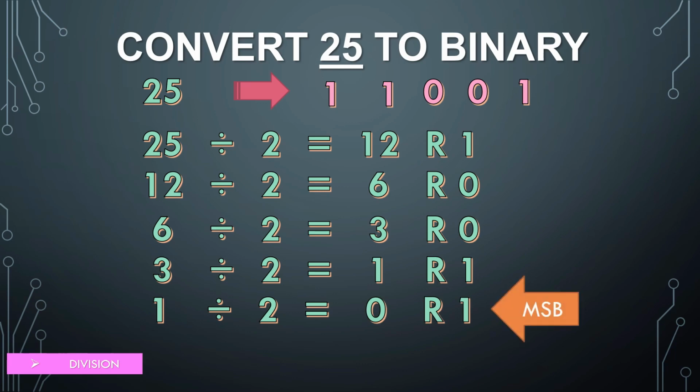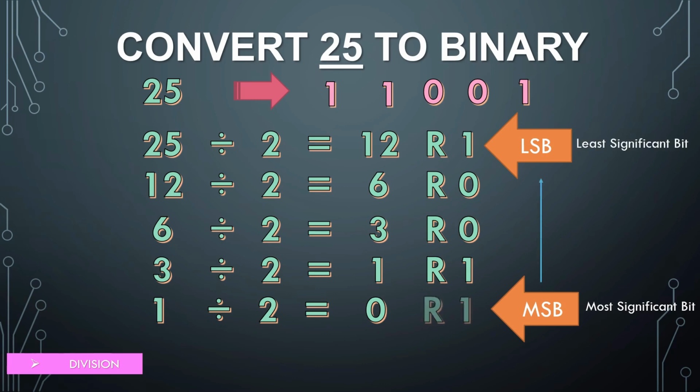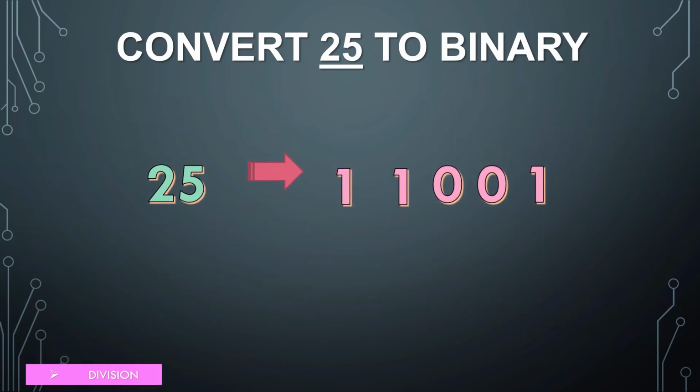So this one, the lower part will serve as the MSB, or the most significant bit, and the highest part will serve as the LSB, or the least significant bit. Meaning, we will read it upward. So we'll start with 1 1 0 0 1. So 25 is equivalent to 11001.